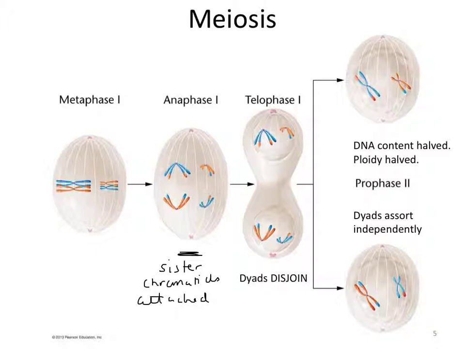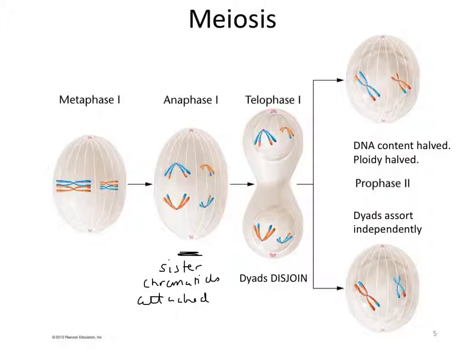In these 2 cells, if you compare them with the original cell that began meiosis, the DNA content is halved. In other words, the ploidy is halved, or half of what it began. It is N. So even though we've still got sister chromatid structures, we still consider these to be actually haploid cells. At this point, we're going into prophase 2.